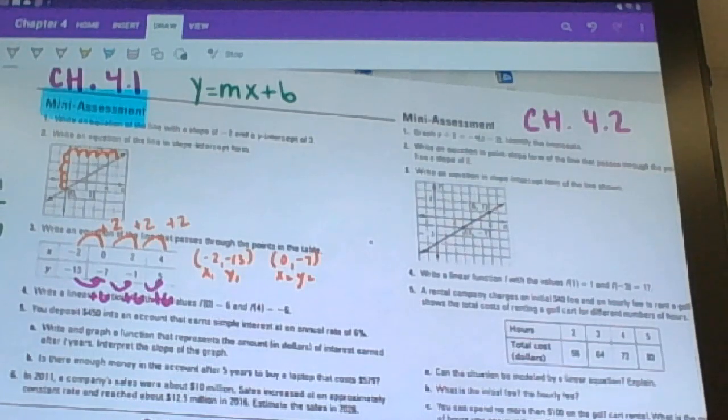-7 minus -13, that's tough. 0 minus -2. Get your calculators out. What would you do if that was a quiz question? Would you be getting it right?